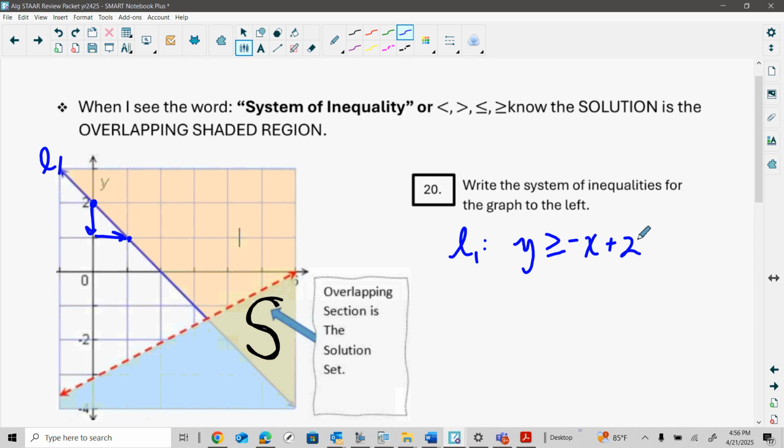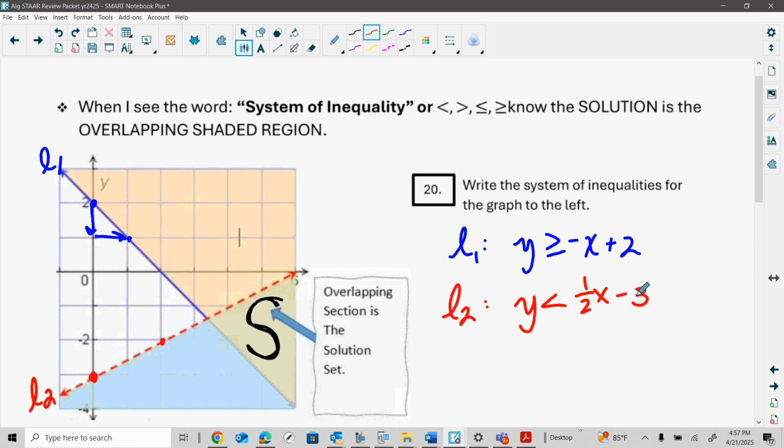plus 2. Then my dotted line here is my L2. L2 is a dotted line, and it's also shaded below. So this is y is less than. I know it looks kind of off, but my y-intercept is right here at -3, and I'm looking at a slope of going up 1 to the right 2. It's positive because it's increasing. Oops, I wrote that 3. Sorry. This is 1/2 x minus 3. And there are our two inequalities.